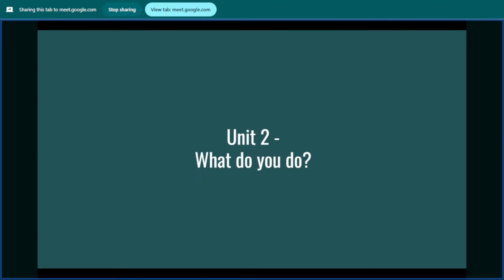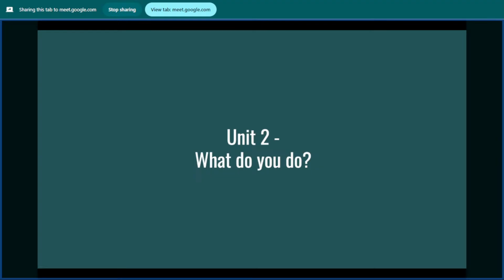Let's get started then. Today we will be starting with unit number 2. The name of the unit is What Do You Do? What do we mean by what do you do? त्याचा meaning काय असतो? तुम क्या करते हो? हाँ, तुम्ही काय करता? बरोबर. Very good. Usually we ask this question whenever we want to know someone's profession. Correct? कोण काय जॉब करते हे जर आपल्याला माहीत करायचं असेल, so that's when we ask this question, what do you do? What do you do for living?